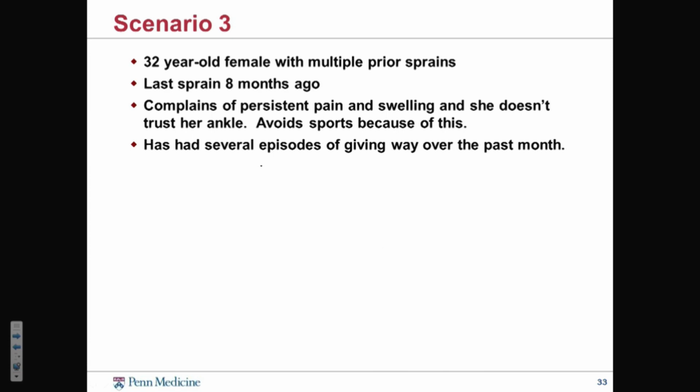So scenario number 3, a 32-year-old female with multiple prior ankle sprains. Her last sprain was about 8 months ago. She has persistent pain and swelling, doesn't trust her ankle, she avoids sports. She has several episodes of giving way over the past 6 months.